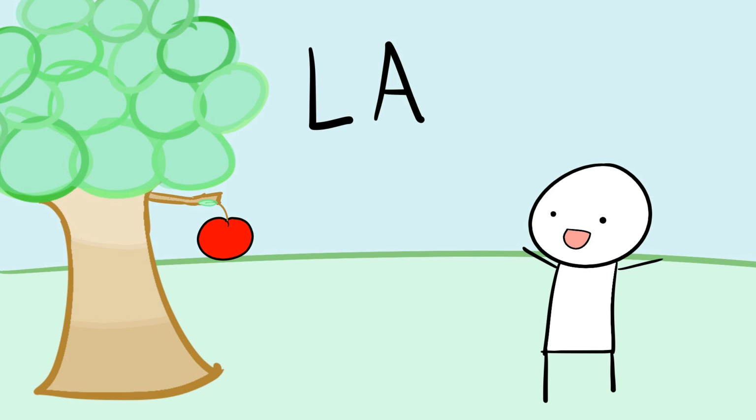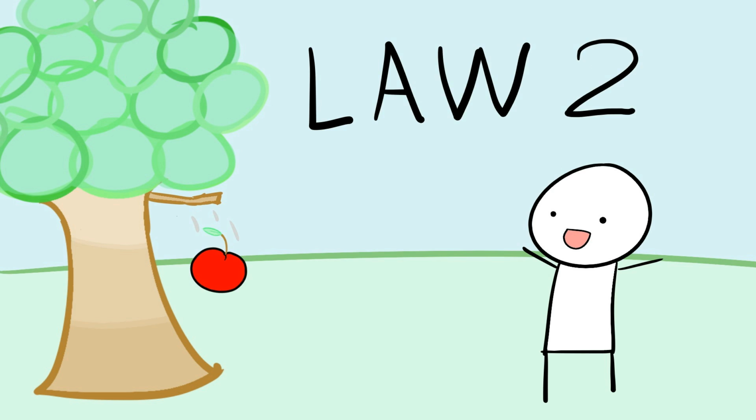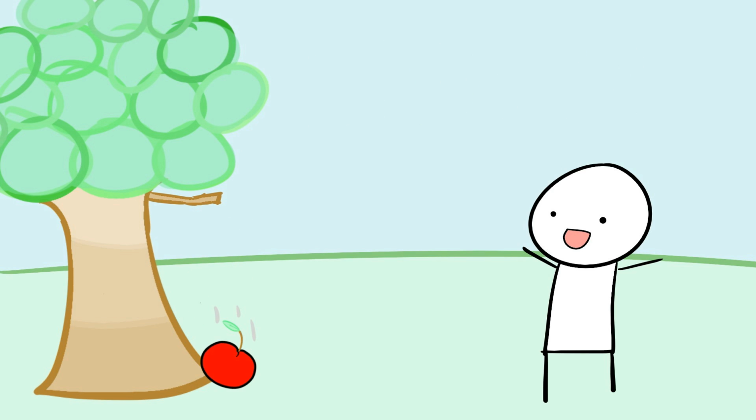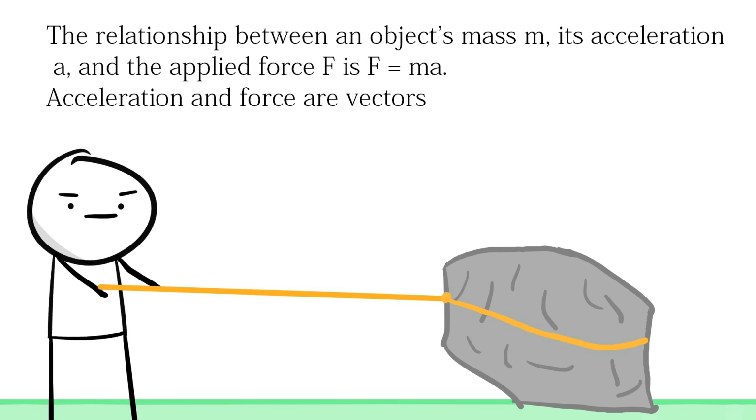Law number 2. Newton's second law of motion states that the relationship between an object's mass and its acceleration and the applied force is force equals mass times acceleration.